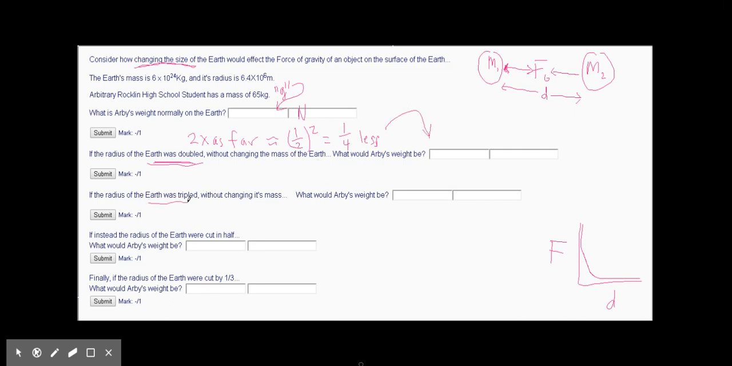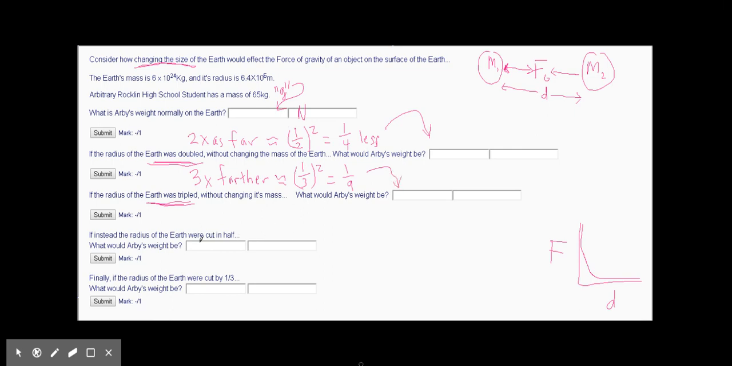Now if the radius of the Earth was triple, we're basically saying we're 3 times farther away than we were to begin with. If we're 3 times farther away, then once again the inverse of 3 is 1/3 squared is 1/9. And so our gravity would be 1/9 of the original.